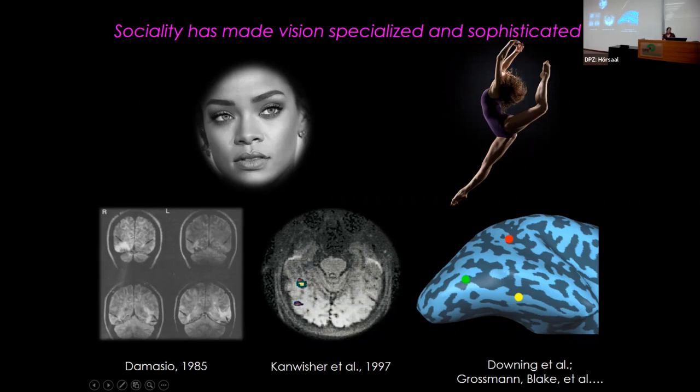So what do I mean by this? Now, in considering the relationship between social life and the visual system, one may have the impression that faces and bodies are just the tip of the iceberg, and we haven't yet seen what's underneath the water. So what is social?